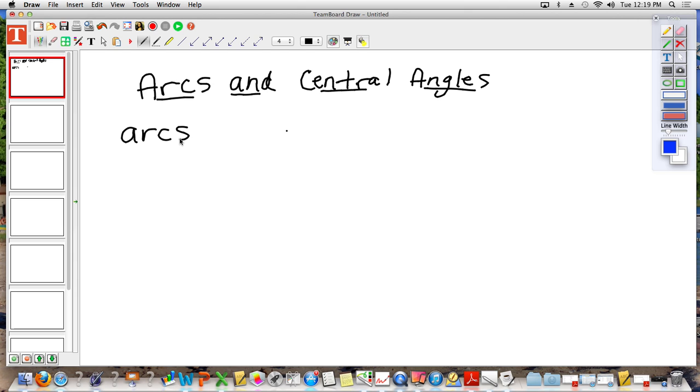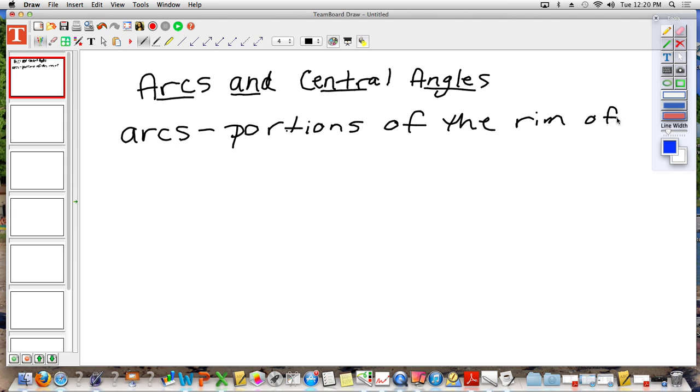What is an arc? Before we start talking about what kind of arcs there are. Arcs are, we're not talking about Noah's Ark. Arcs are portions of the rim of a circle. And I know that's not the technical definition, but that's what an arc is. They are portions of the rim or the perimeter of a circle.